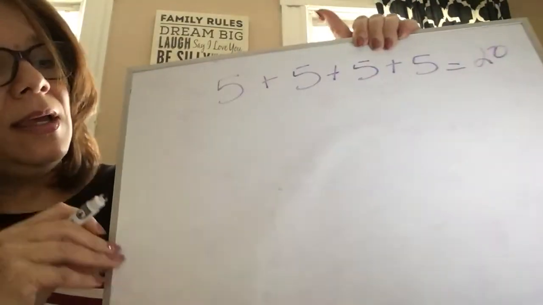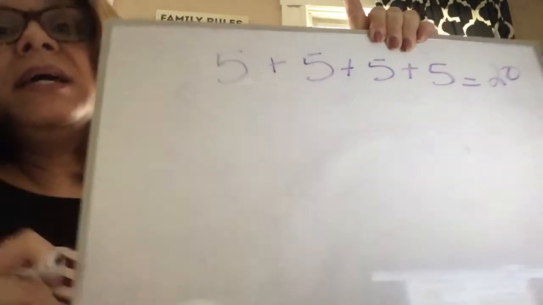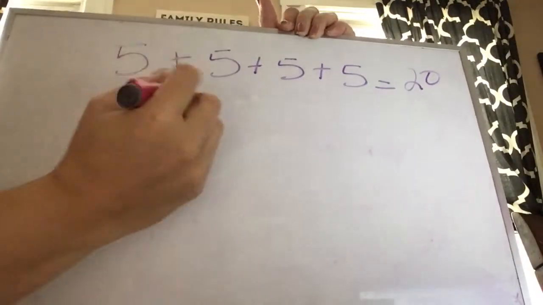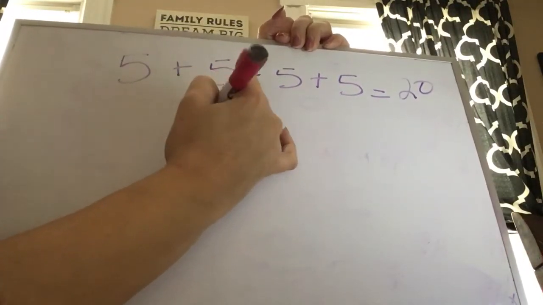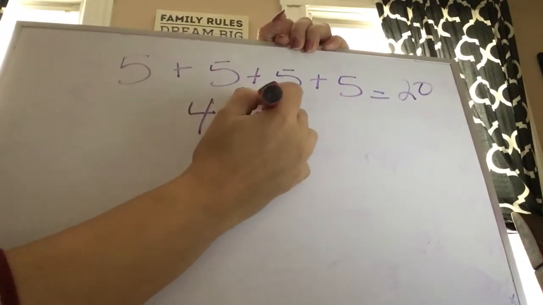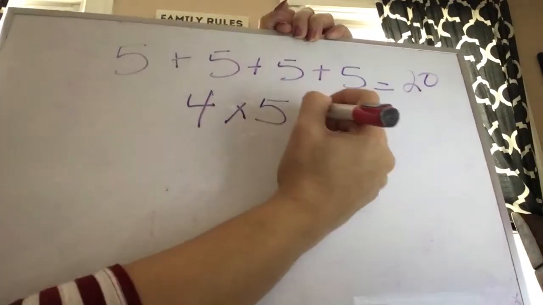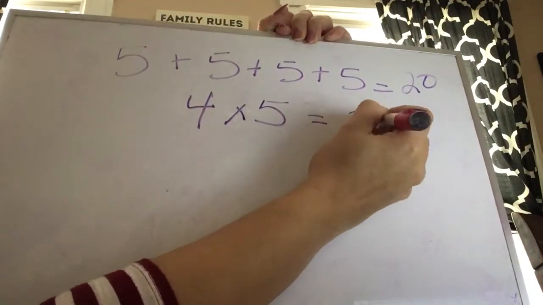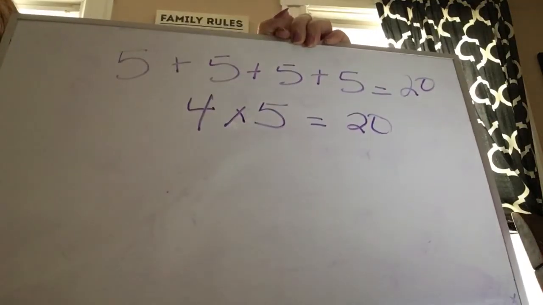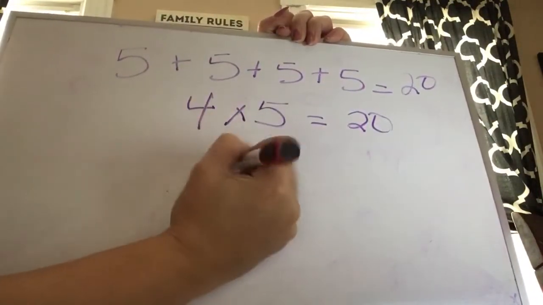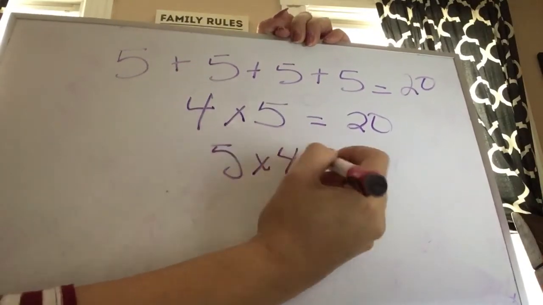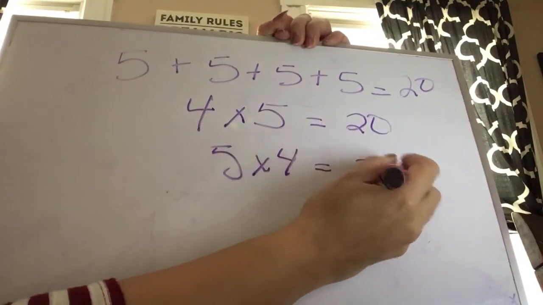So, how many times are we multiplying? There are 4 groups of 5. 4 times 5 is 20. We could also say 5 times 4 is 20.